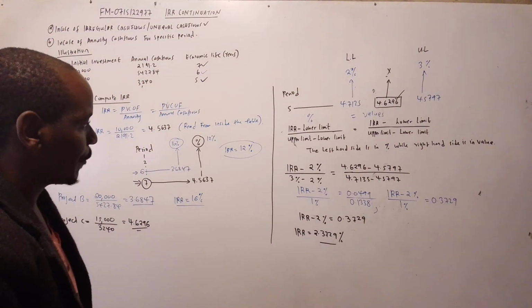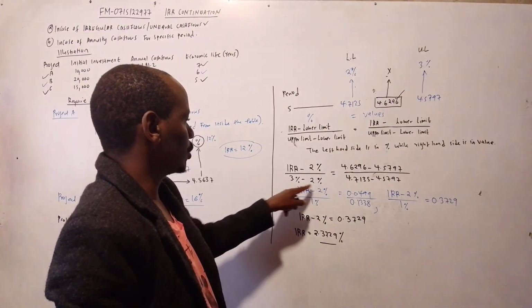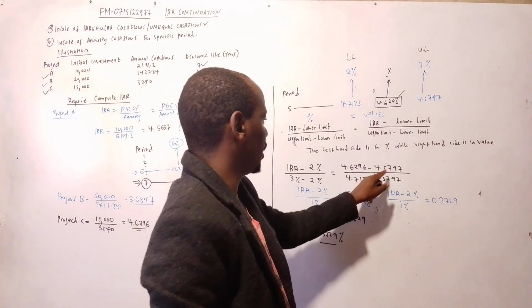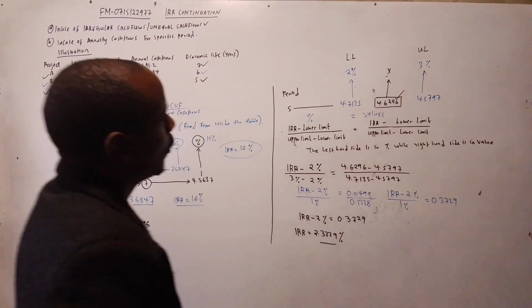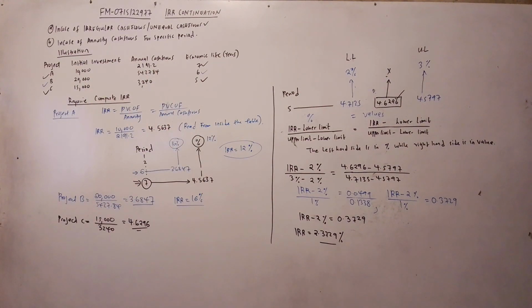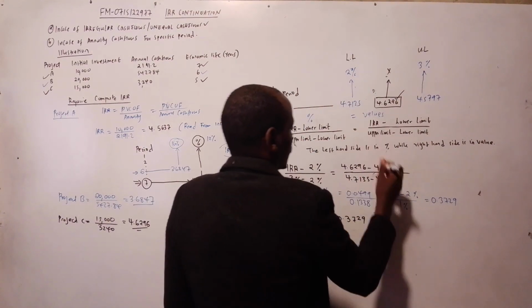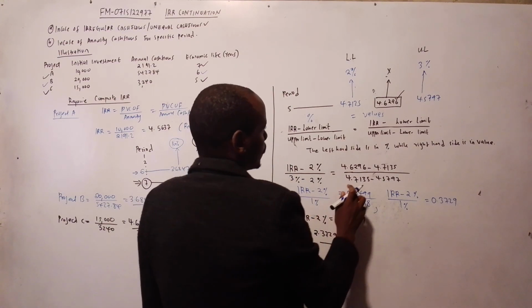So IRR minus 2, that one is correct, and then 3 upper minus lower, that's correct. Then this one IRR ni 4.6296 minus lower limit ni 4.7135, 4.7135. Yes, hapa tumefanya makosa. So this is the lower limit. On the other side 4.7135 haya. Then this one is upper limit.